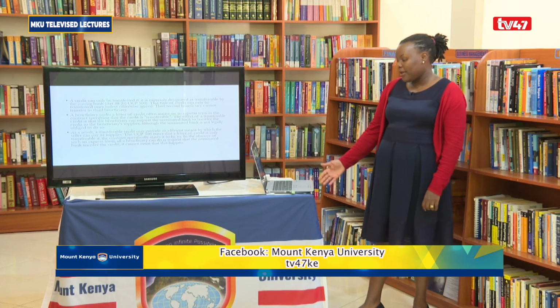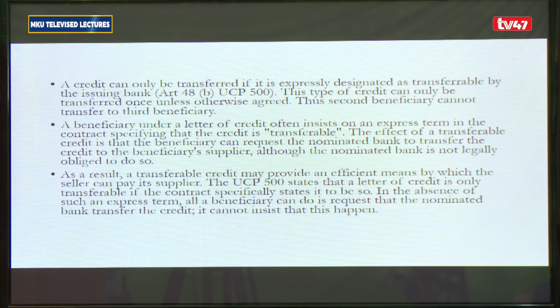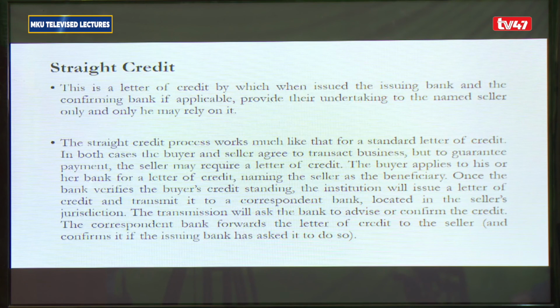Article 48 of the UCP would define what a transferable credit would be. Article 48B would describe this type of credit to be one that can only be transferred once unless otherwise agreed. So if you transfer it to person A, the third party A, the third party cannot transfer it to somebody else. Okay? Now, the converse would also mean that if it's not transferable, it would be explicit in terms of when it would be drafted.